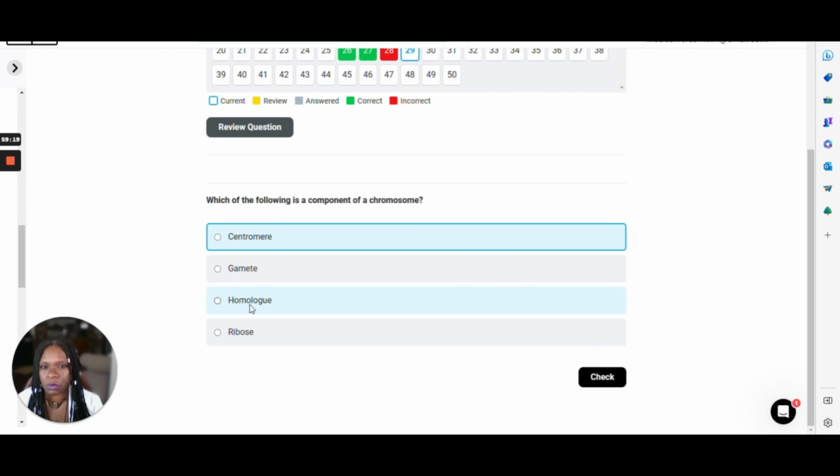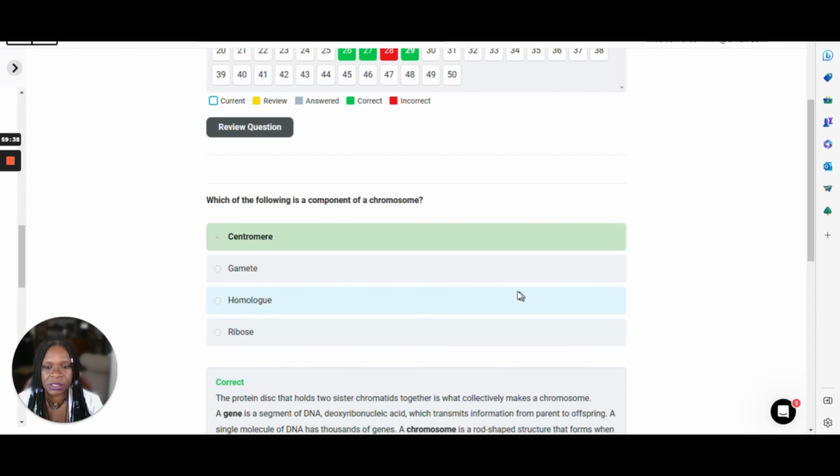Homolog is going to be one that refers to something totally not related to the anatomy of a chromosome. And here is a gamete. Gamete is more along the lines of, I'm thinking reproduction when I hear the word gamete. So let's go with centromere, which we know is actually part of a chromosome. Let's see what our answer says here.